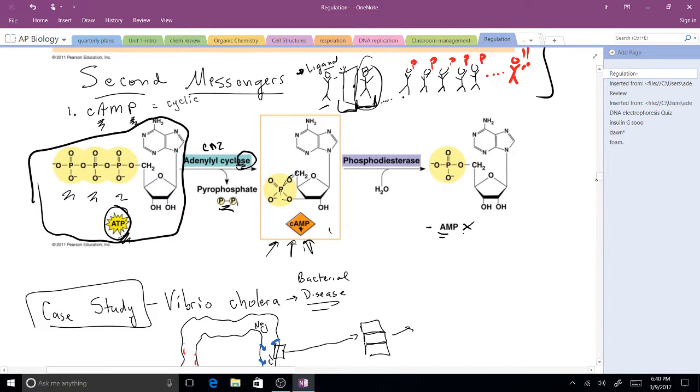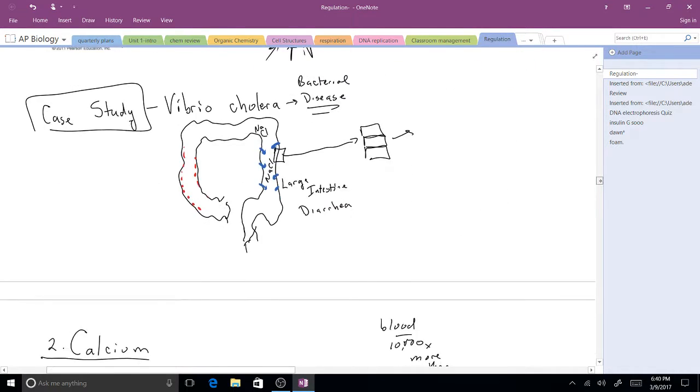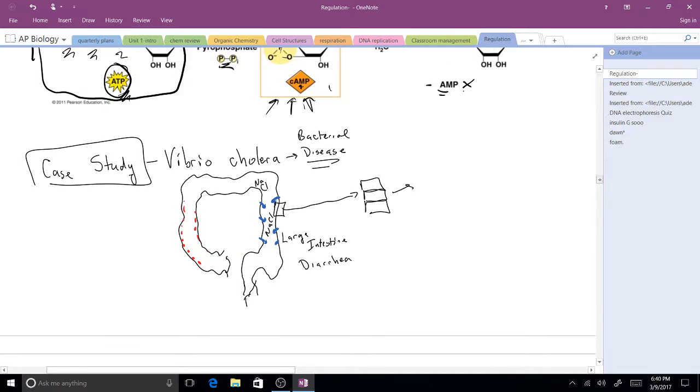Now, here's a good example of how things can go wrong. Here's our case study, and this is Vibrio cholerae. This is a bacterial disease, and of course it causes, just as the name implies, cholera. This is our large intestine. Some of you from anatomy class will recognize this: ascending, transverse, descending. And if I were to blow up the lining here, we'd have our little cells.